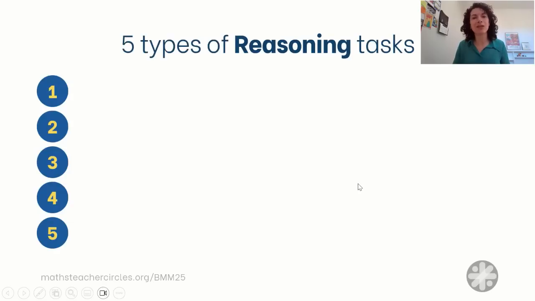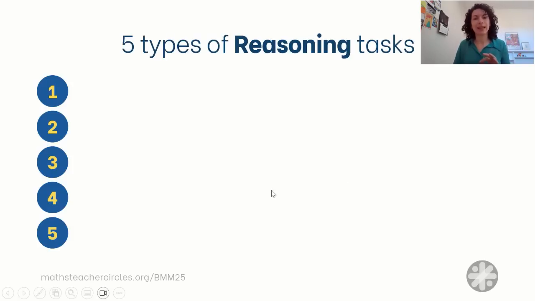I want to share with you 5 types of reasoning tasks. What I love about these tasks is that they're easy to adopt and they're easy to get started, no matter what you're teaching. So they're quite adaptable.